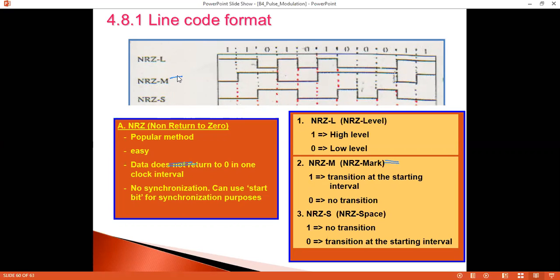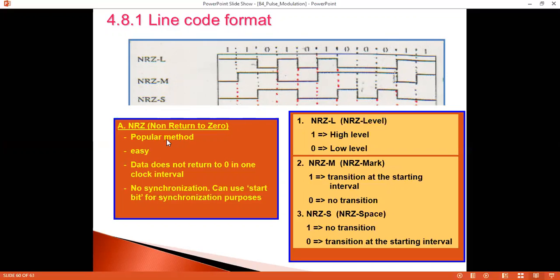Okay, we start with the first category. In the remaining 3 slides, I'll show you some variants under certain categories. The first category is NRZ, non-return to 0. For non-return to 0, the bits do not return to 0, so the duty cycle is the same as the bit period or the active bit time. There are 3 types: NRZ-L, NRZ-M, and NRZ-S.